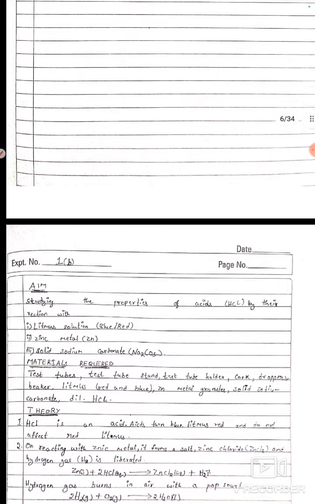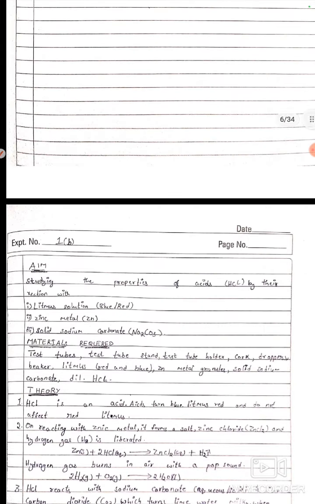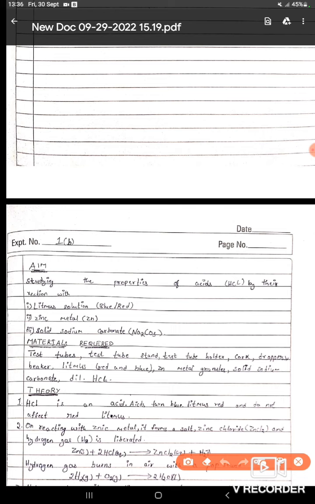And the next thing, same thing here also. You should make some dots, and a gap should be maintained, and the theory should be maintained. Do some bullet points. It looks very fine, right?